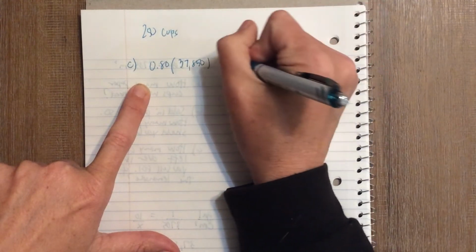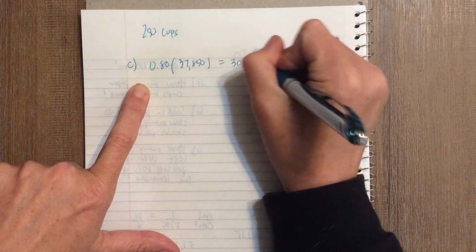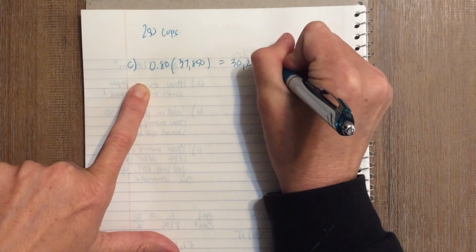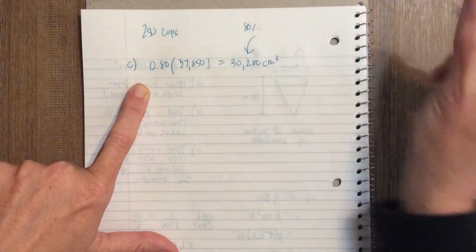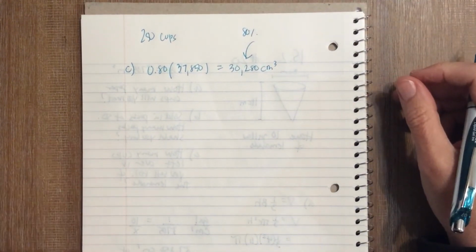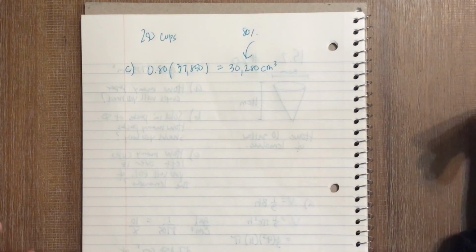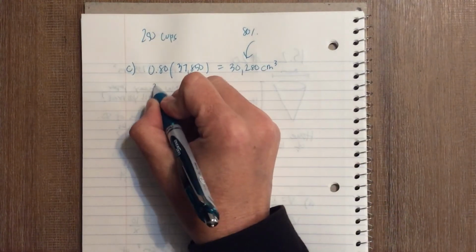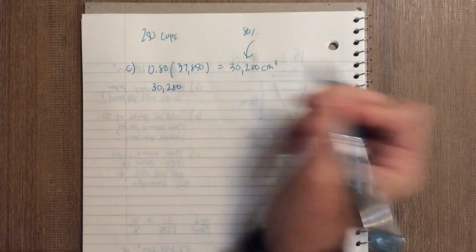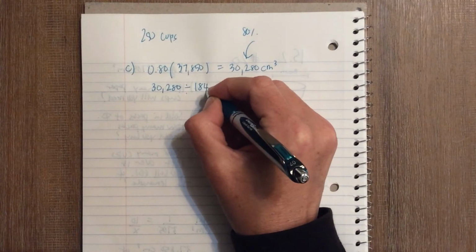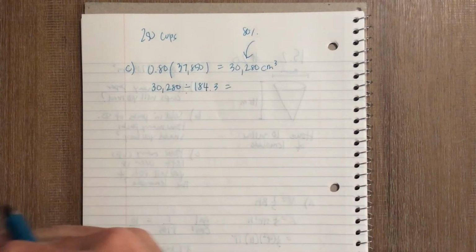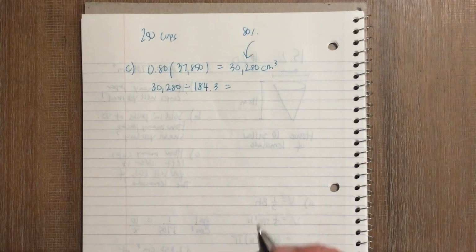37,850 cubic centimeters of lemonade. So we have 30,280 centimeters cubed. So this is 80% of the lemonade right there, okay? So how do we figure out how many cups we need? Well, back in the other problems, we figured out how much lemonade is in each cup. So if I take my 30,280 cubic centimeters, divide it by the amount that each cup holds, which was 184.3. We figured that out way back in problem 1.